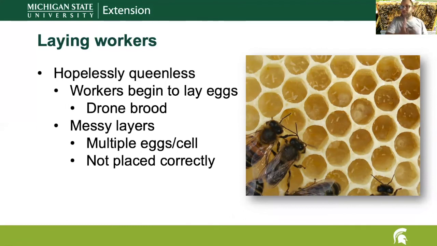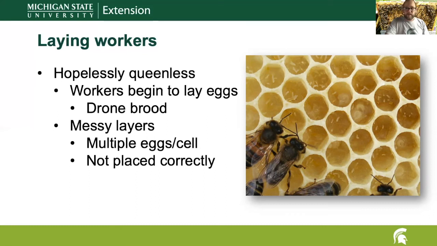All right, so the way you tell you have a laying worker situation is you look in the cells and you see multiple eggs. There are just tons of eggs in here. A queen-right colony will never look like this. Never. The queen is so good at what she does. She will always lay a single egg positioned at the very bottom of the cell perfectly, every single time. She's a dynamo when it comes to being exact in the process.